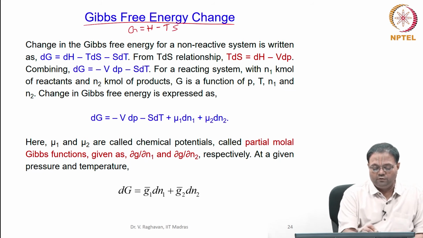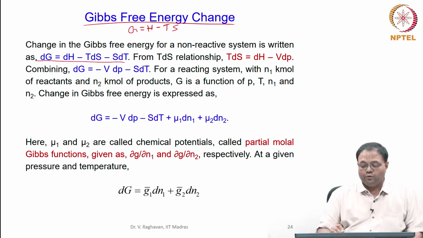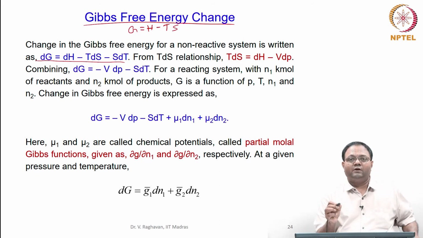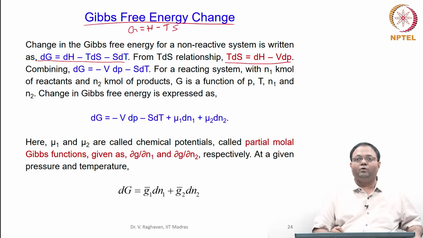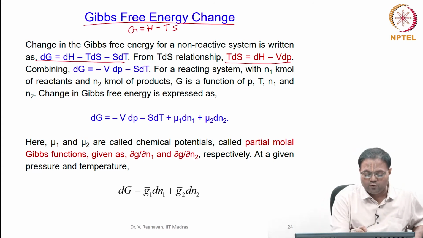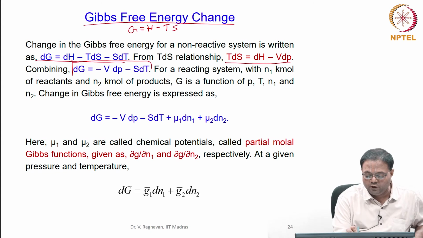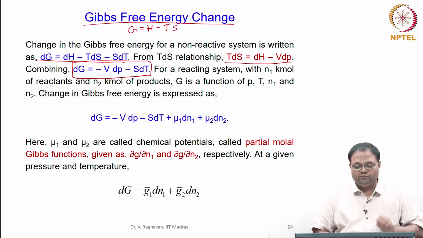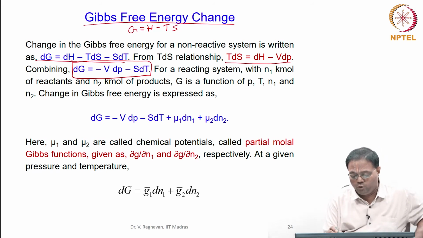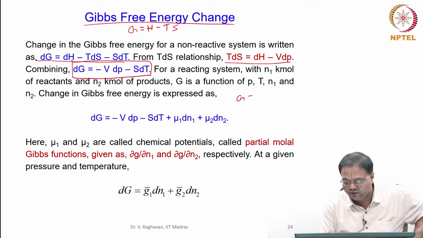So this is known to you. Now you can use the TdS relationship. TdS equal to dH minus VdP. So use this equation and you get dG equal to minus VdP minus SdT. So this is the equation which we can use to find the change in the Gibbs free energy for a non-reactive system. Now you can say that G is a function of P and T.